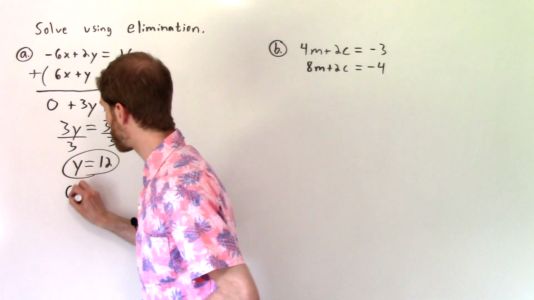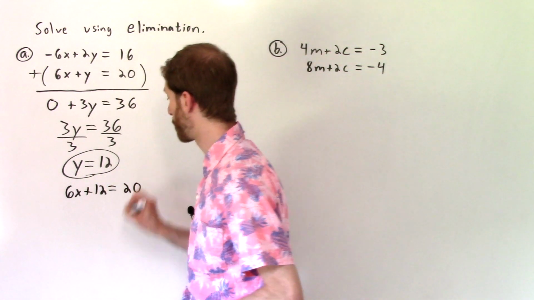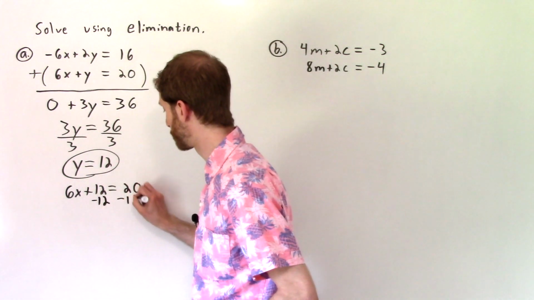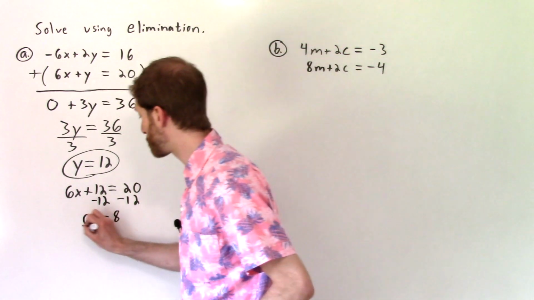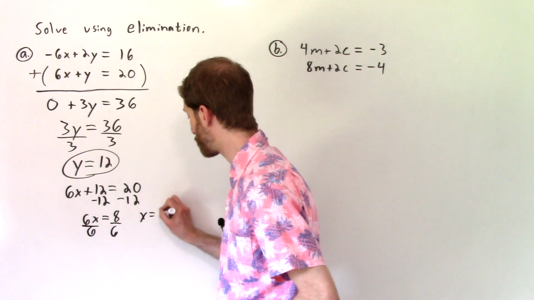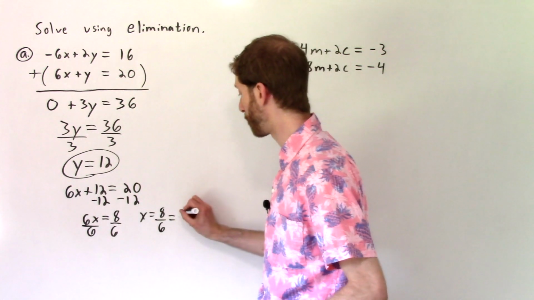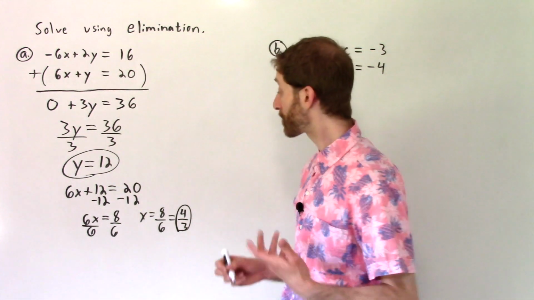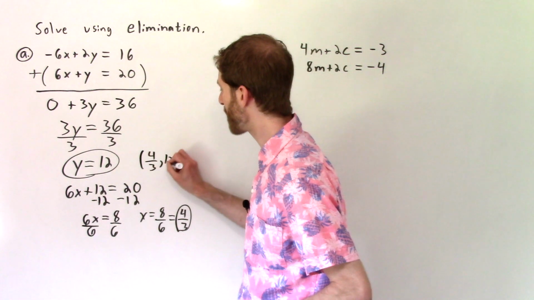So I get 6x plus y, which is 12, is equal to 20. From here, I'm going to solve for x. So I subtract 12 from both sides, and I get 6x equals 8. And then I divide both sides by 6. So x is equal to 8 over 6, which if you divide the numerator and denominator by the greatest common factor of 2, you will get 4/3. So that's our x value. So the point is (4/3, 12). And you might say, a fraction? How can that be?